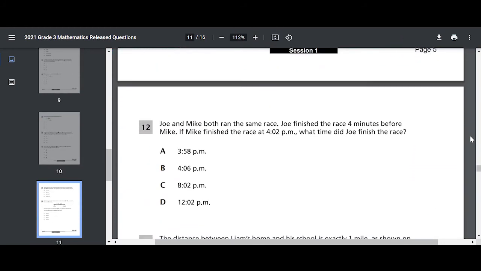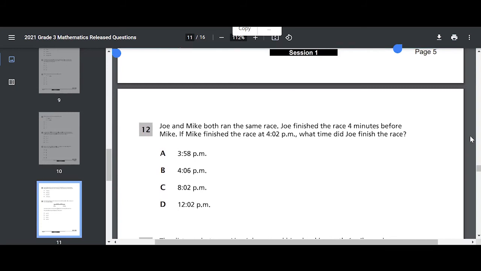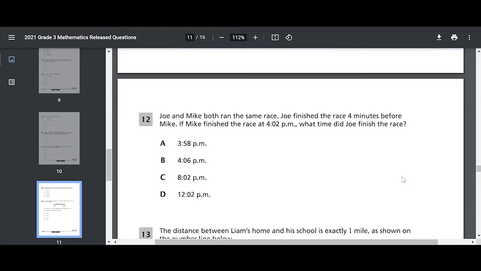12. Joe and Mike both ran the same race. Joe finished the race 4 minutes before Mike. If Mike finished the race at 4:02 p.m., what time did Joe finish the race? Elapsed time, rule of thumb, use a number line.